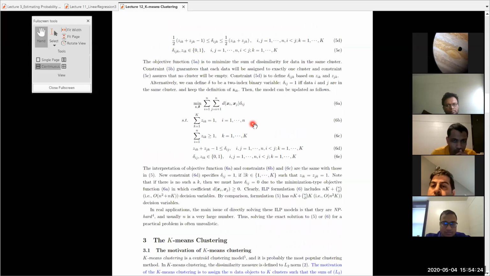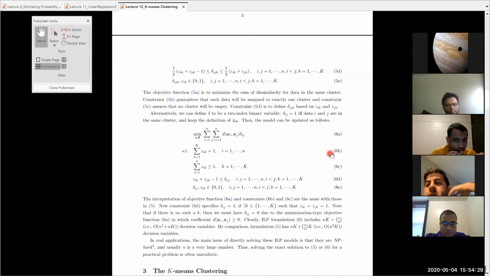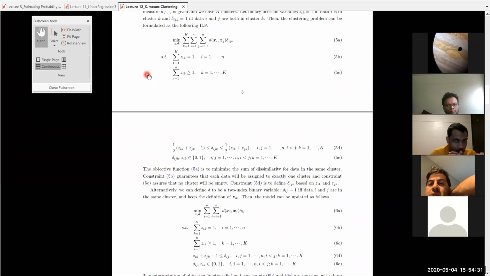So any questions here? This integer model is super simple. You guys should be able to write it by yourself. I have a question. Yes.